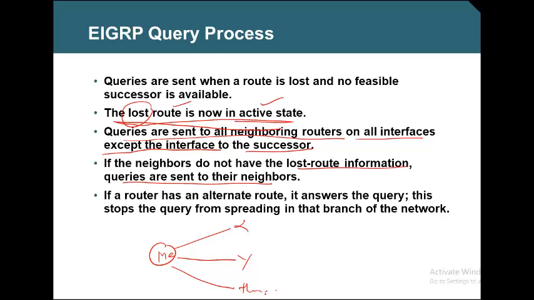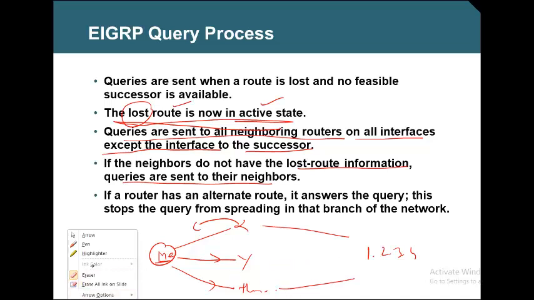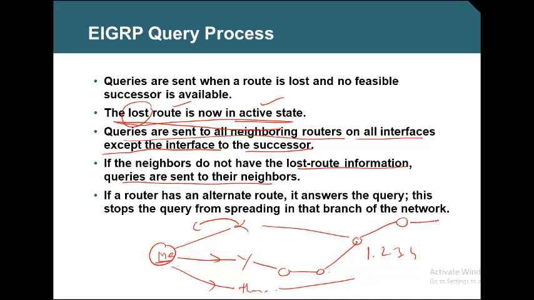But the problem is you don't have a connection to 1.2.3.4, though you have connections to some other networks. You don't have a connection to 1.2.3.4 for some reason. So if you don't have information, see, me querying about 1.2.3.4, you don't know anything about 1.2.3.4, so you send the query to your neighbor. If your neighbor doesn't know, your neighbor will send to its neighbor. The query keeps going.